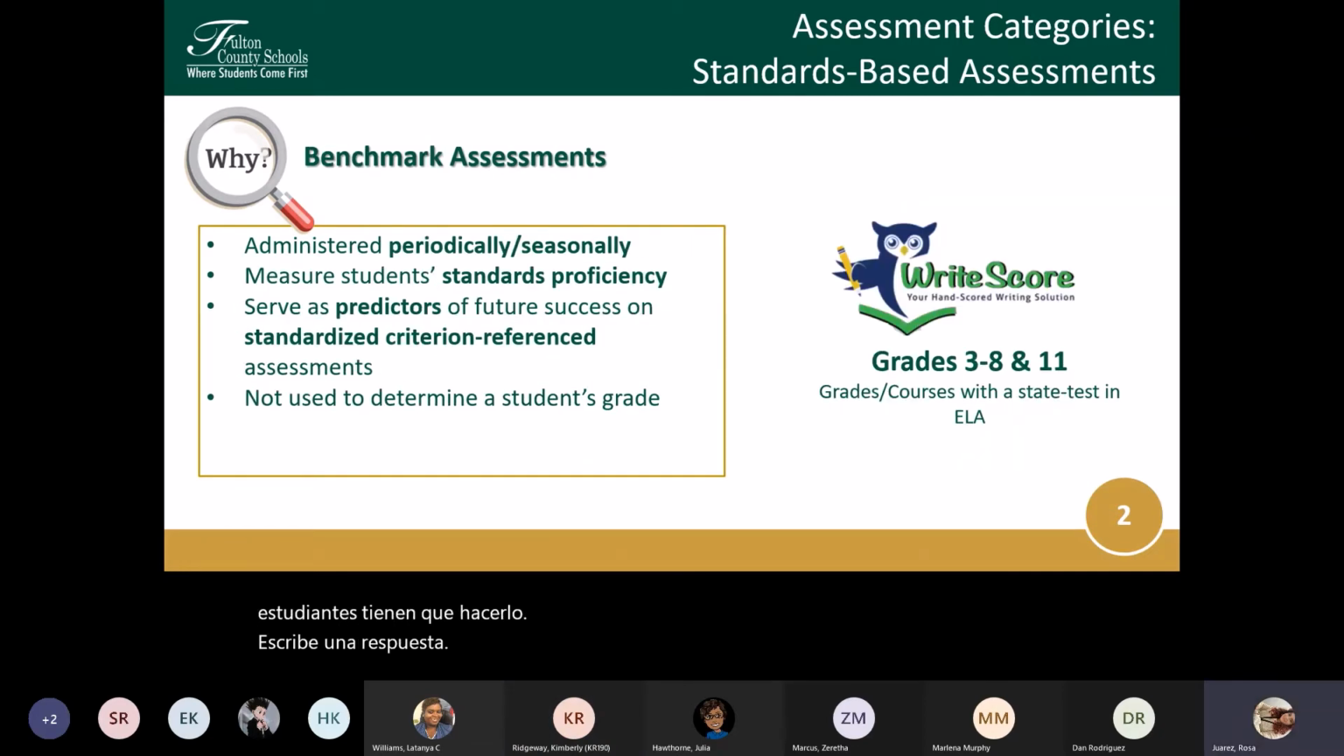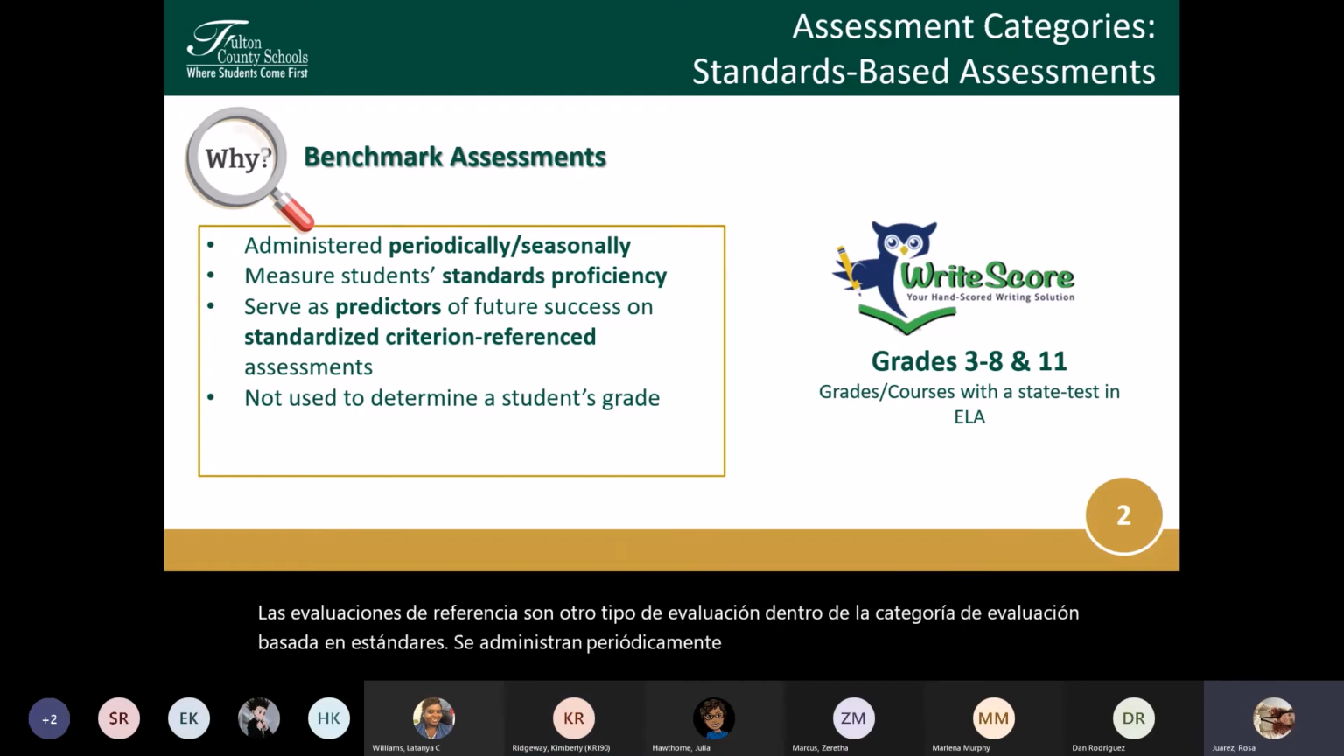Benchmark assessments are another type of assessment within the standards-based assessment category. They are administered periodically or seasonally. Like other standards-based assessments, benchmark assessments are designed to measure students' proficiency on the standards. However, they also serve as predictors of success on standardized criterion-referenced assessments.